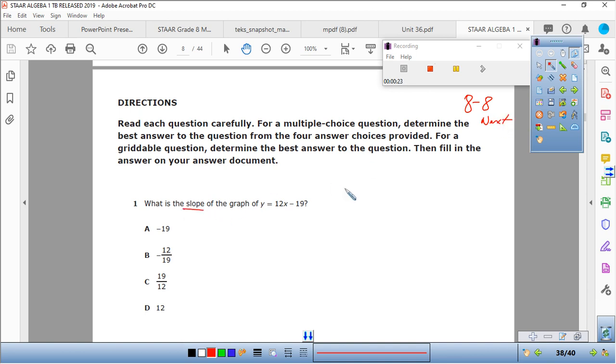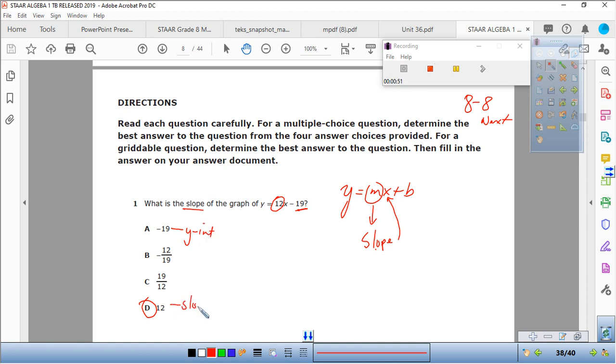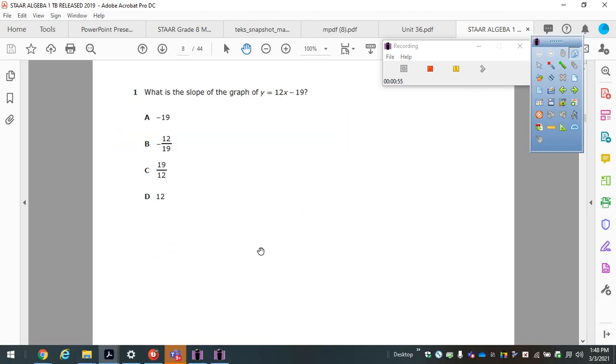What is the slope of the line? Make sure you know this is in the form of y equals mx plus b. M is your slope, and slope is right by the x. So what's that number right by the x? 12 is your slope. That's how easy this is. Negative 19 is your y-intercept. Again, how do I know it's my slope? It's by the x. That's how easy that one is.